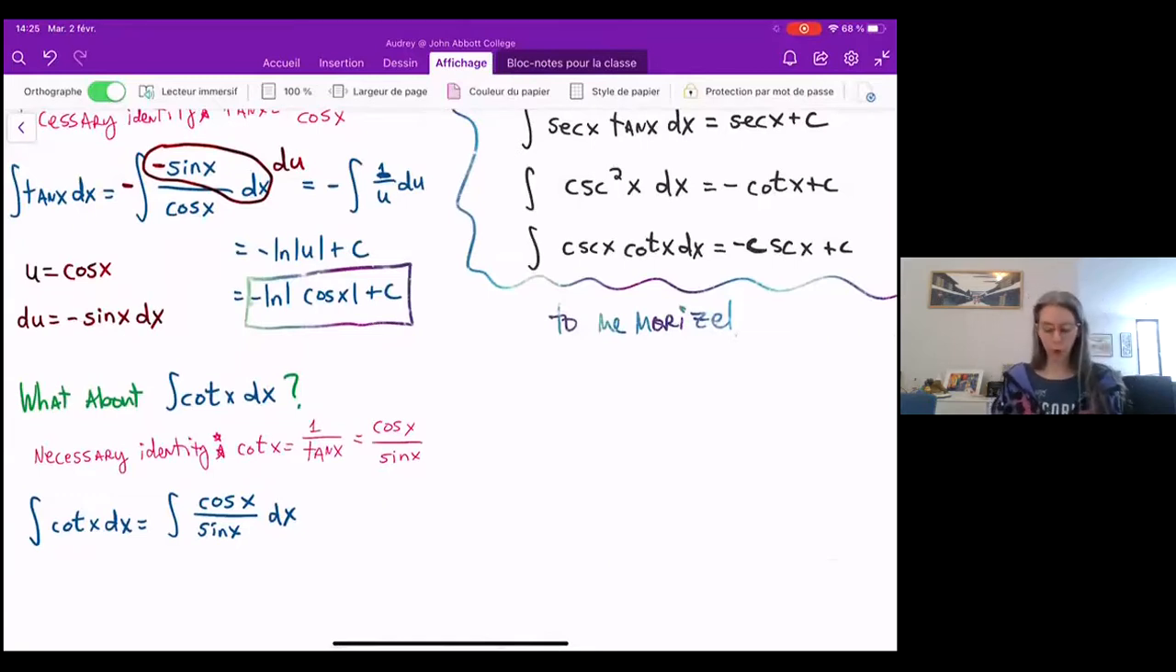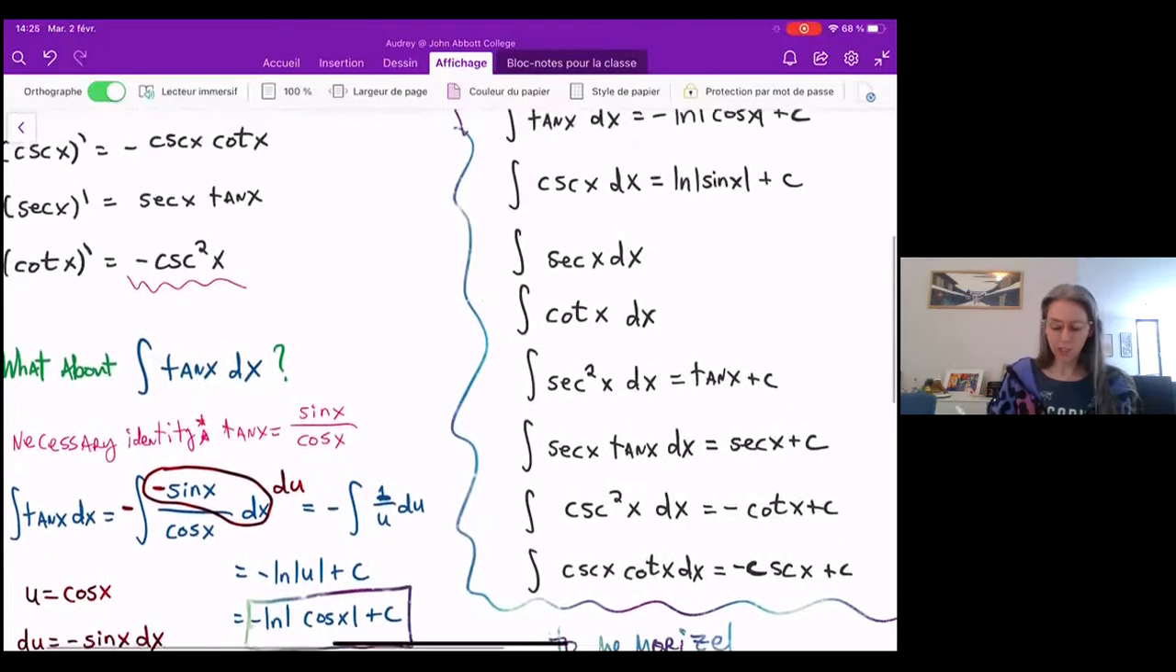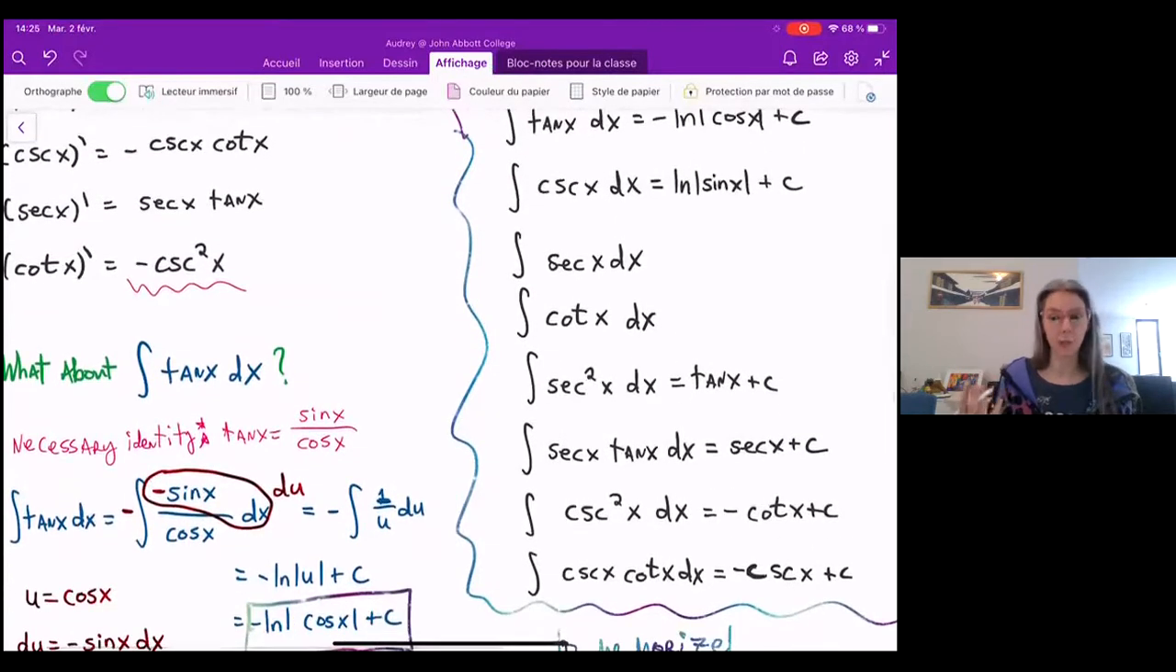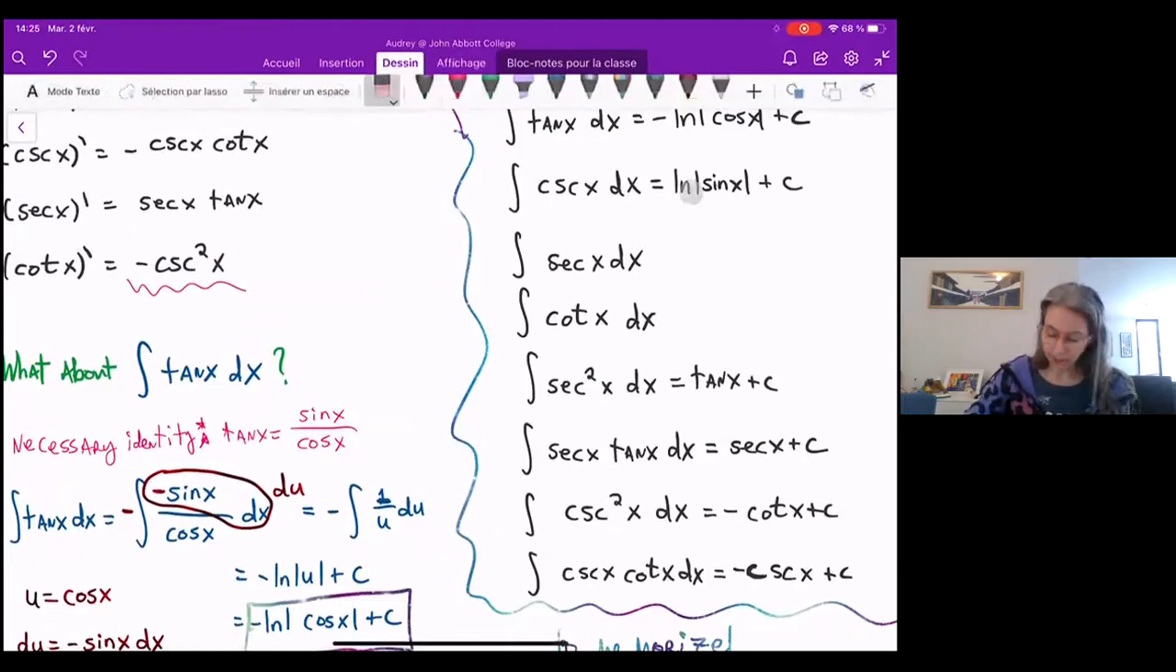Okay, so we saw that for tangent and cotangent, we could actually easily just use our trig identities. So for secant, our trig identities and substitution. For secant, I wrote that in the wrong place. Lovely. Cotangent is natural log of sine of x. It's positive. Sorry about that.